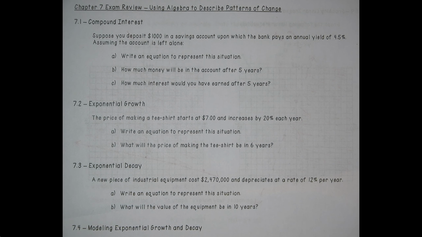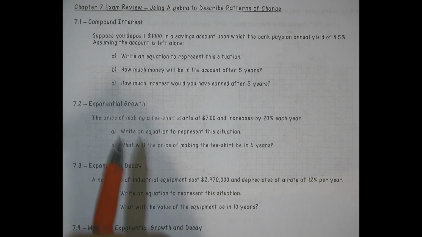We are in Chapter 7's exam review. We're going to be using algebra to describe patterns of change, looking at exponential growth, exponential decay, and things of that matter. So starting with 7.1, looking at compound interest, we have a specific formula that we use.